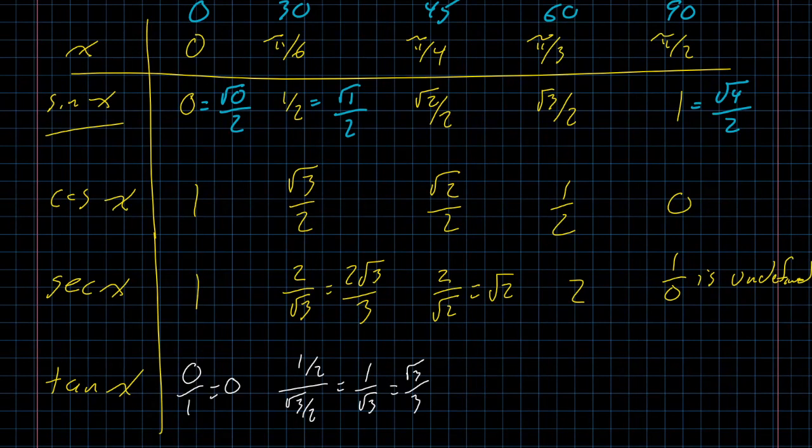I'm running out of room, so I'm not going to write out the rest of these calculations. Root 2 over 2 divided by root 2 over 2, that's easy. Something divided by itself is 1. Root 3 over 2 divided by 1/2, that's just root 3. And 1 divided by 0, again, is undefined. That gave us the vertical asymptotes in the graphs.